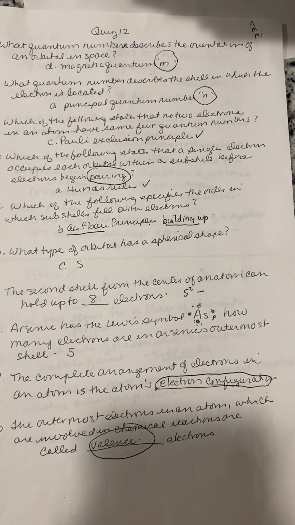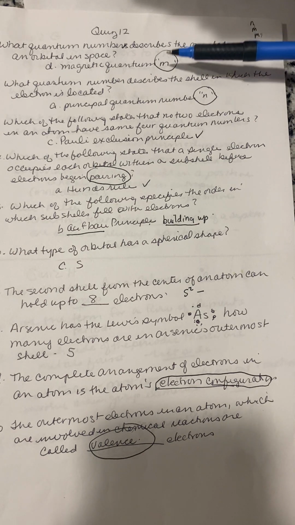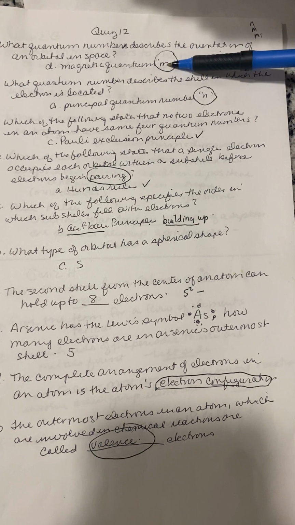Okay, we're on quiz number 12, and it comes from chapter 7. What quantum number describes the orientation of an orbital in space? Remember, you have those 4 quantum numbers. Which one describes the orientation? The orientation would be the M, just the M, the magnetic quantum number.